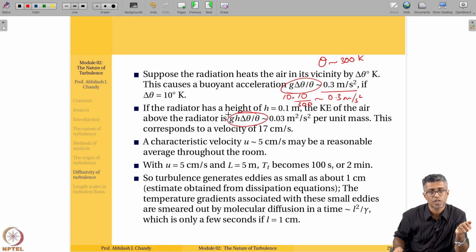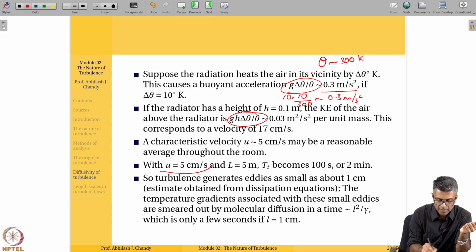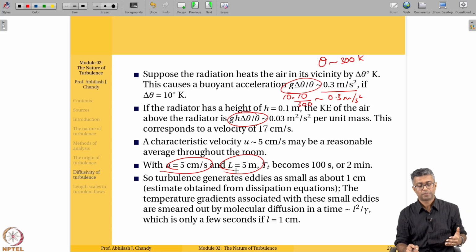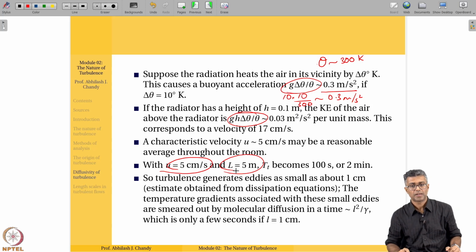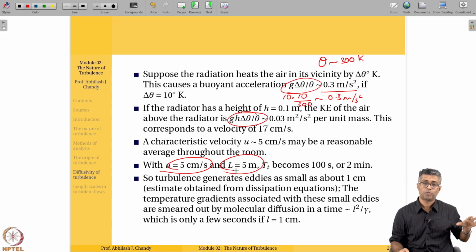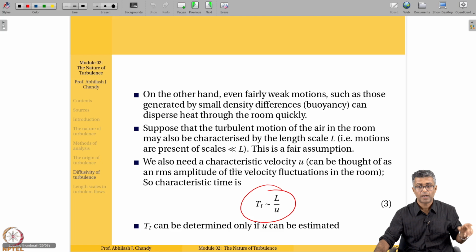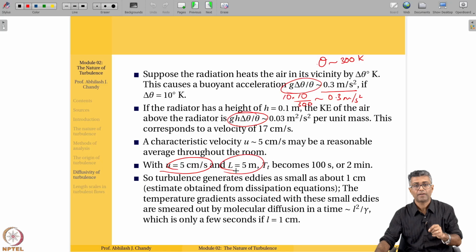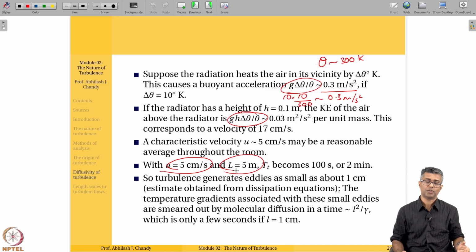So with u equal to 5 centimeter per second and L equal to 5 meters, the characteristic length of the room, the turbulent time scale can now be determined. It becomes 100 seconds, approximately 2 minutes. So you see the difference. With molecular diffusion you had about 100 hours. 100 hours versus 2 minutes. That's the difference between a laminar flow and turbulent flow. This is what diffusivity in turbulence does.